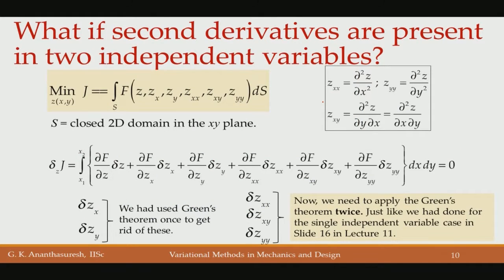Okay, that is one famous problem for this. Now, before we take up a mechanics example where the integrand depends on two independent variables such as x, y in the domain, let us actually consider a case where we have these second derivatives also, z sub x x, z sub x y, z sub y y, which we had already defined earlier today.